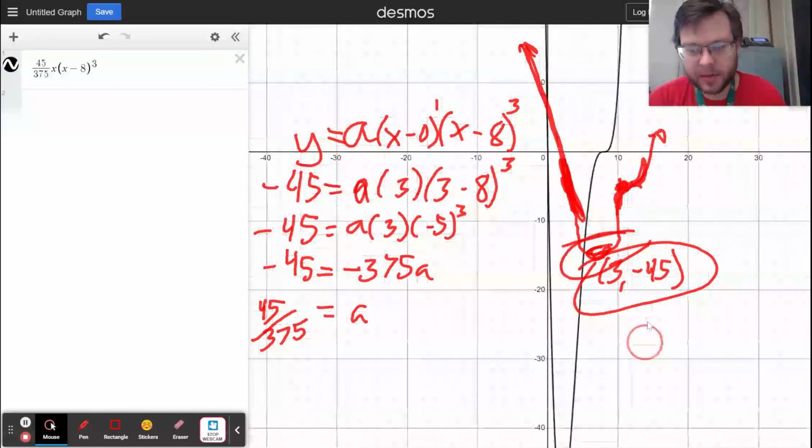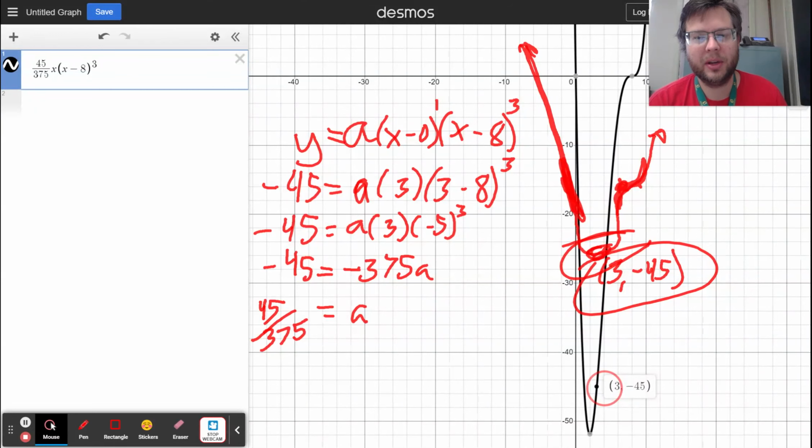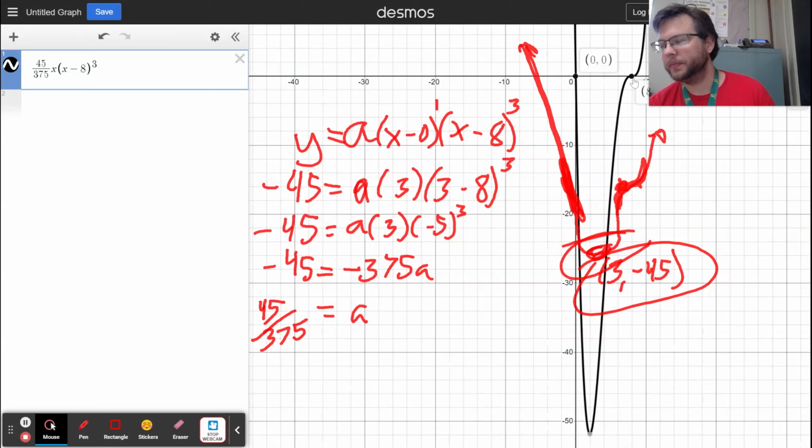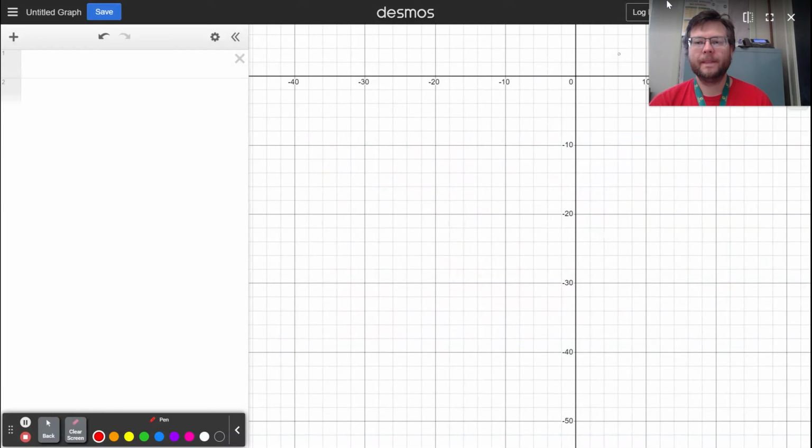And if I scoot down a little bit, you'll see that it goes through the point 3, comma negative 45. So it goes right through that point. And it also hits the 0 as a straight line, and it hits 8 as a squiggle. So it matches the exact picture. Okay, great. So then one more problem just like this. We're almost done. Hang with me.